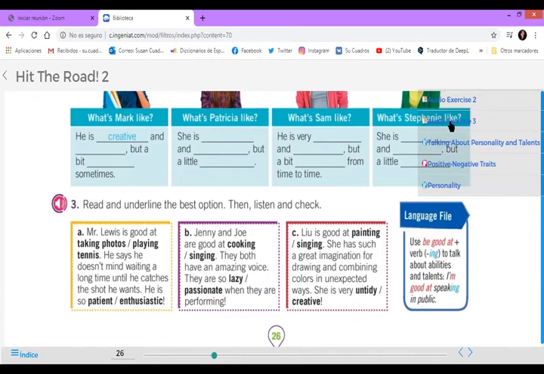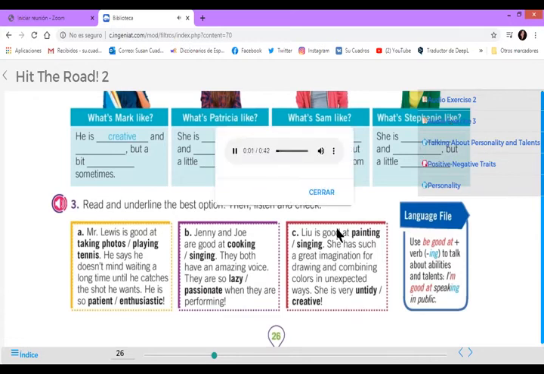check your answers. Unit 2, page 26, exercise 3. Read and underline the best option, then listen and check. A. Mr. Lewis is good at taking photos. He says he doesn't mind waiting a long time until he catches the shot he wants.